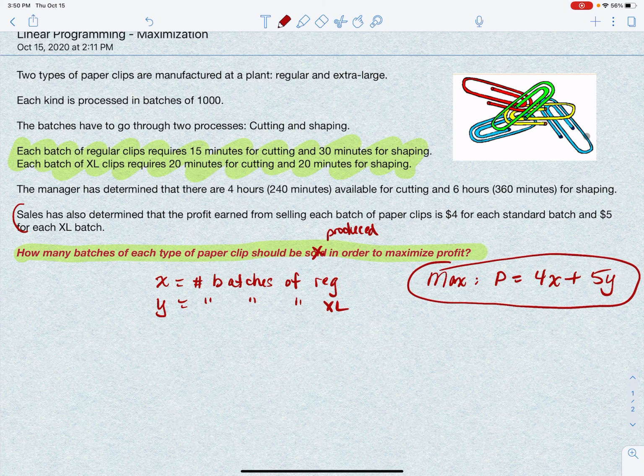The constraints come from things that are available. As far as constraints go, we are told that each batch of regular paper clips requires 15 minutes for cutting and 30 for shaping, and each batch of extra large clips requires 20 for cutting and 20 for shaping. Okay, we're also told that the manager has determined that there are 4 hours available for cutting and 6 for shaping. So here's what we have. This is per batch.